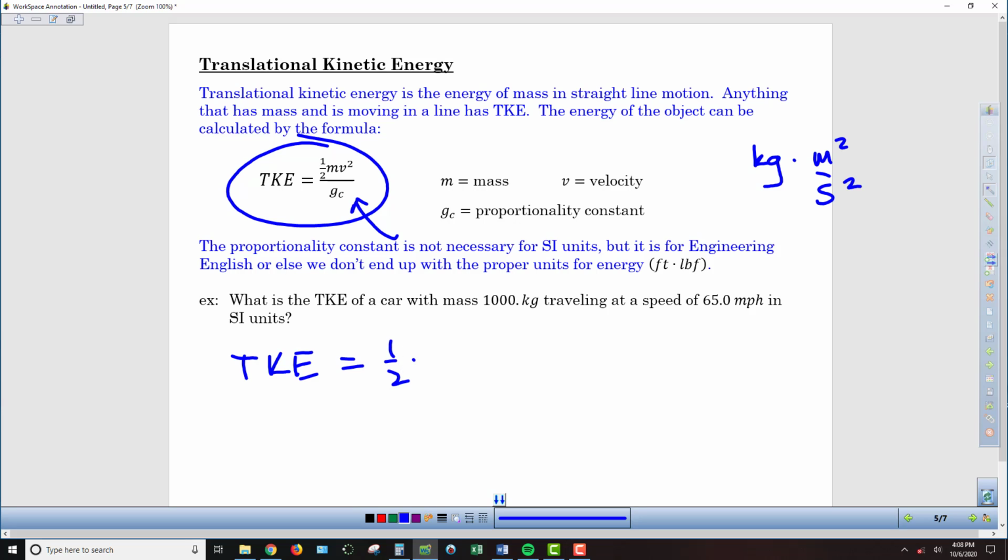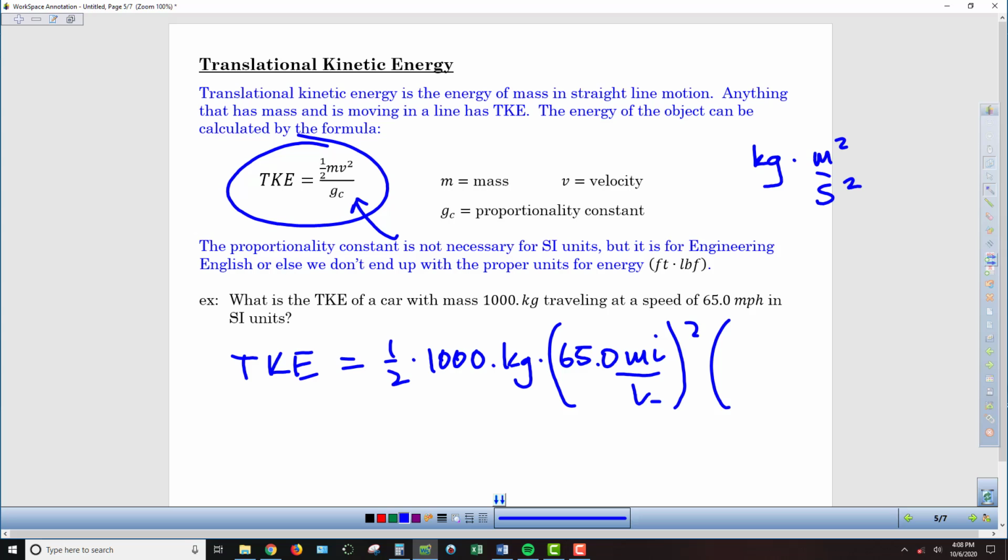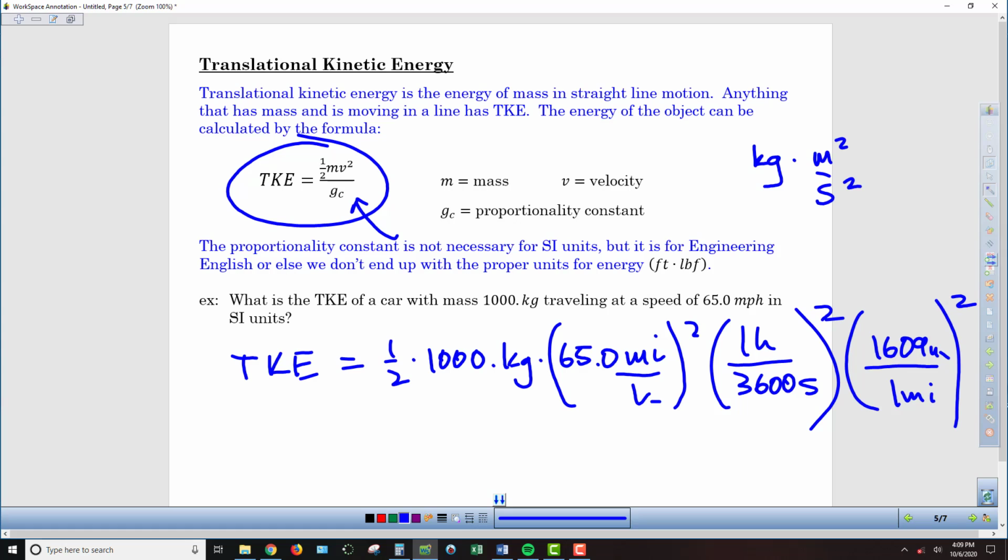So I've got my 1/2, I've got my 1,000 kilograms, and then we have our 65 miles per hour, and that's going to be squared. So that means all of our conversion factors are going to have to be squared as well. So if I want to convert those hours into seconds, I'm going to need 1 hour over 3,600 seconds squared, and then I need to convert those miles to meters. So hopefully at this point we've committed to memory that 1 mile is 1,609 meters. And again, that's going to be squared.